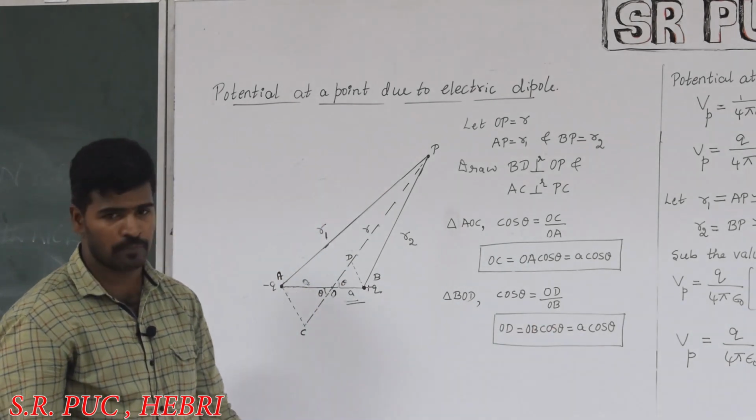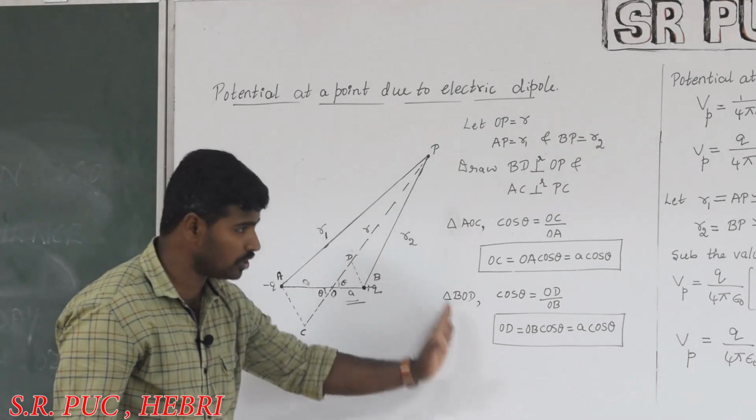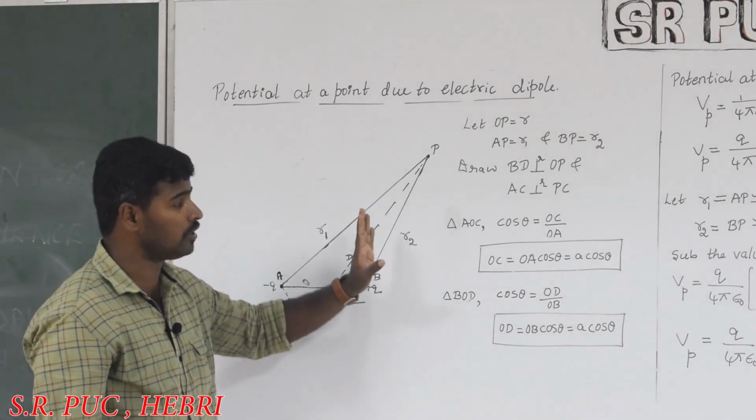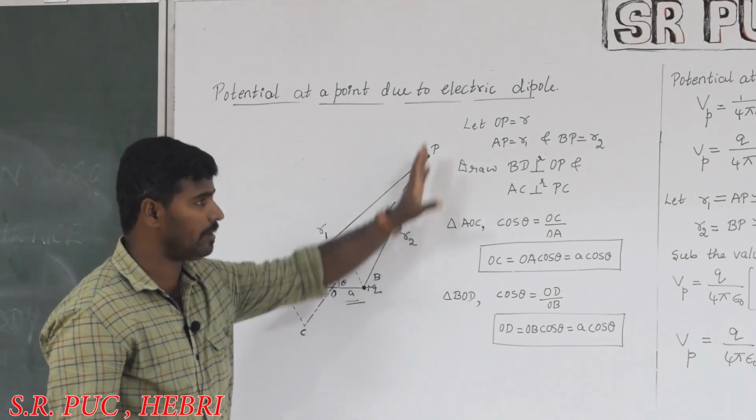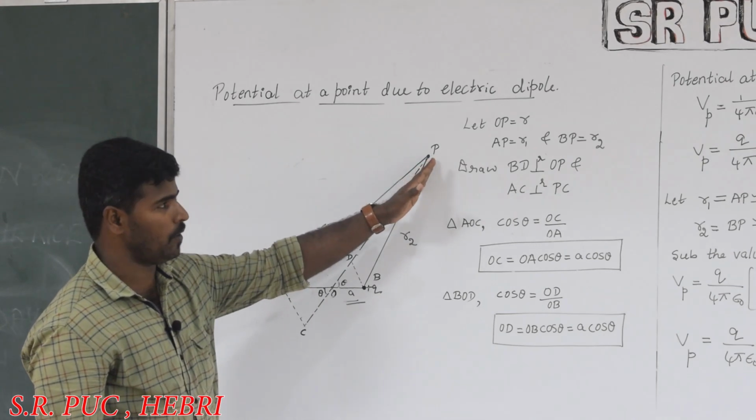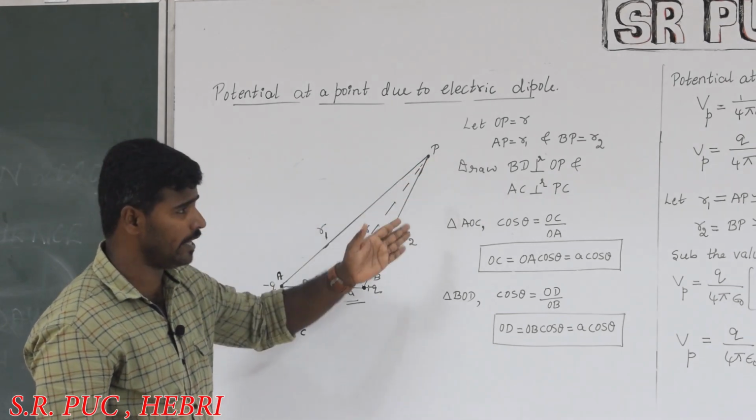Now we are calculating the potential. This is a basic assumption in order to prove the equation. All the terms written here are basic considerations written to prove or derive the equation. Now we are calculating the potential at the point P due to an electric dipole.